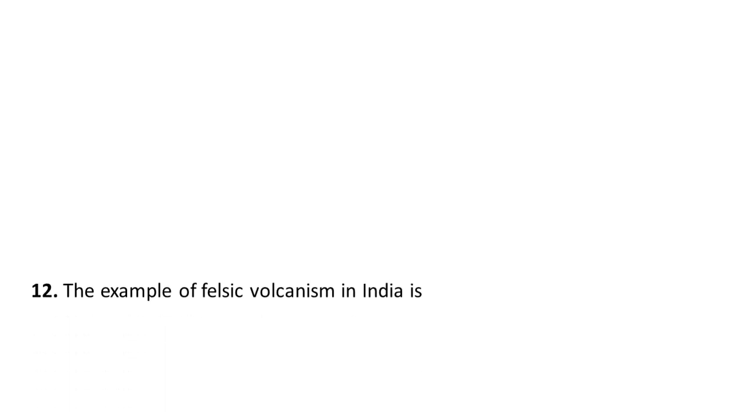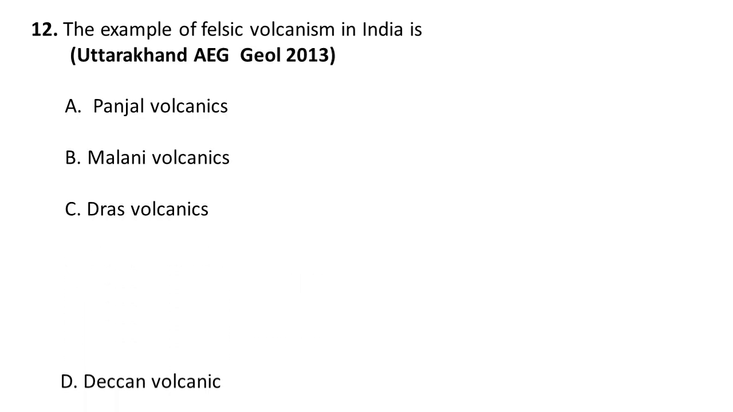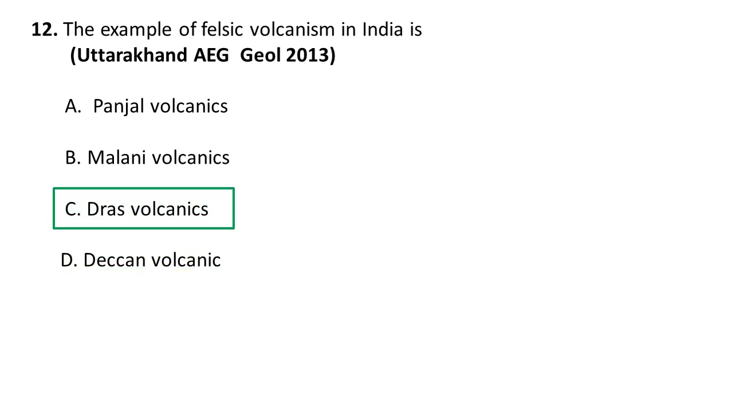Next question. The example of felsic volcanism in India is A. Panjal volcanics, B. Malani volcanics, C. Dras volcanics and D. Deccan volcanics. So the example of felsic volcanism is known as the Dras volcanics. The Dras volcanics is also known as the Dras formation. It is an example of felsic volcanism.